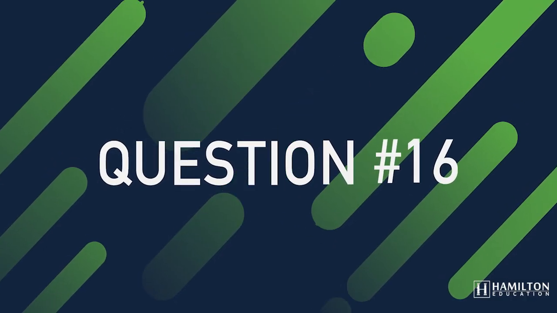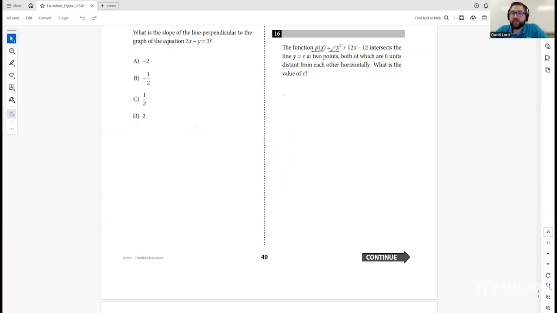Question number 16. The function p of x is equal to negative x squared plus 12x minus 12 intersects the line y equals c at 2 points. Well, that's a horizontal line because there's no slope in there, both of which are 8 units distance from each other horizontally. What is the value for c?